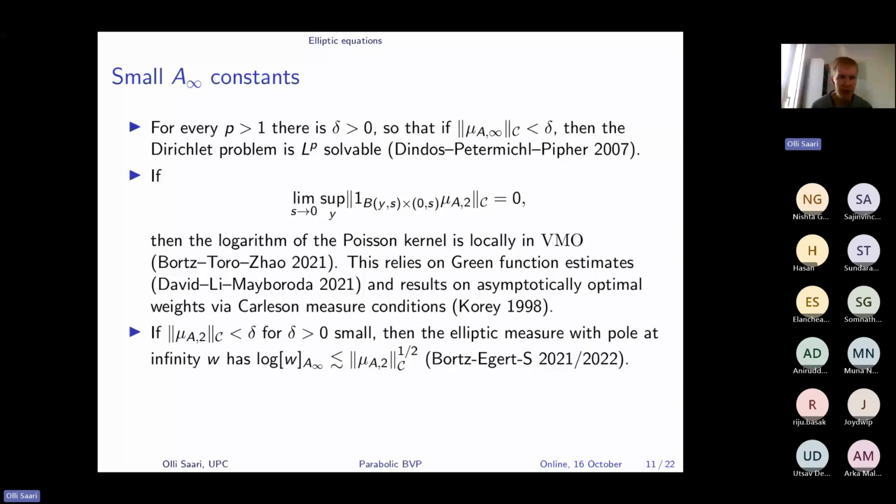So we proved that if the Carleson measure is delta small, for some delta depending on the dimension and the ellipticity constants, then for the elliptic measure with pole at infinity, we have the logarithm of the A infinity constant bounded by the Carleson measure norm square root.